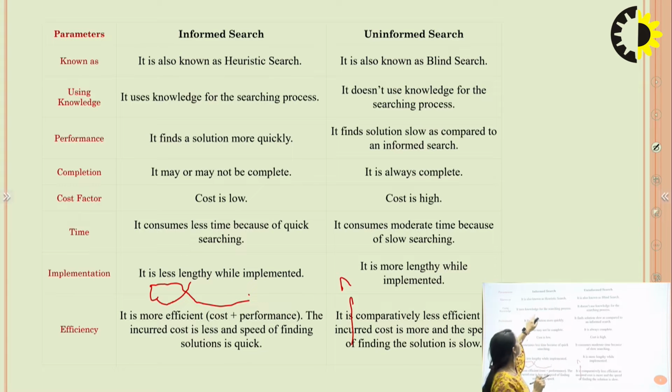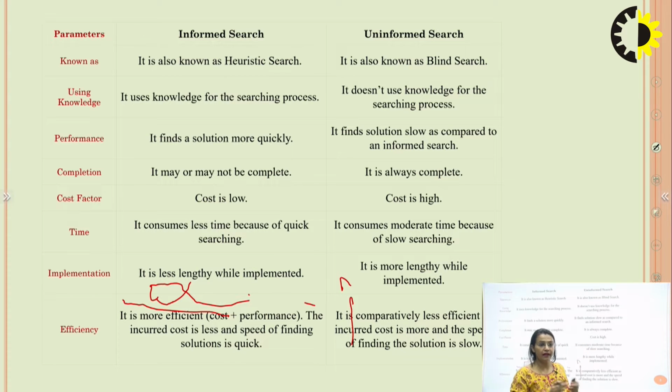Informed searches use knowledge in the searching procedure, and uninformed searches do not use knowledge in the searching procedure. In terms of performance, informed search guarantees to provide you the solution quickly, whereas uninformed searches are slow compared to informed search. In terms of completeness, informed search may or may not be complete. I'll explain how this concept is formulated. And uninformed search is always complete because I am exploring all the paths.